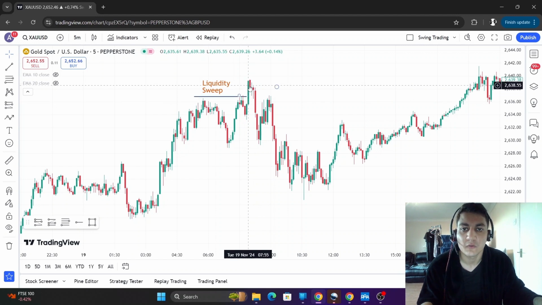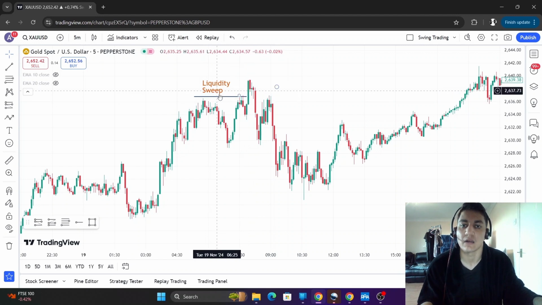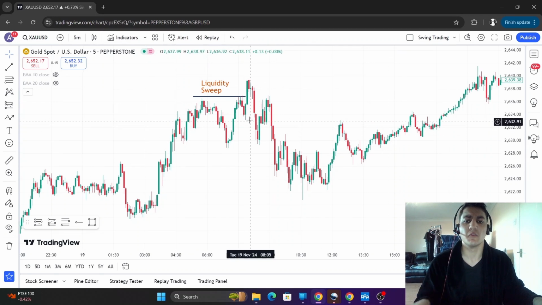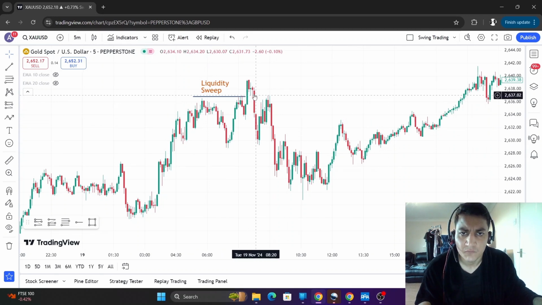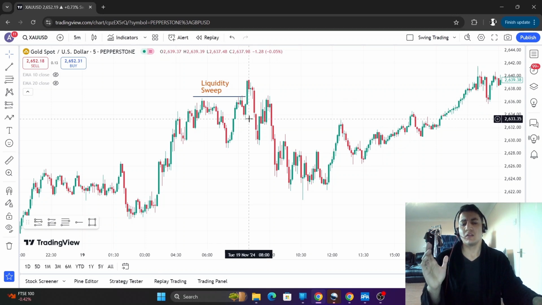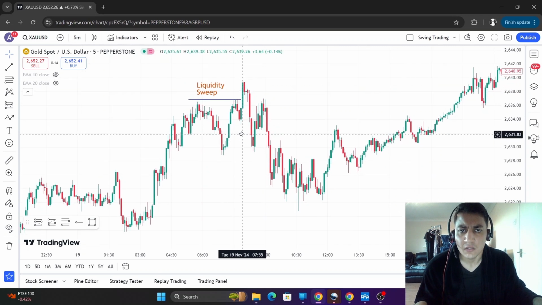The only reason price went up here was just to take out these relative equal highs for easy liquidity and then quickly reverse. We're not talking about it in this video, but if you're more eagle-eyed, you'll see this low here. Once these candles close below that low, that's a market structure shift. Now, I'm not a big believer in market structure. I think liquidity is way more important, but some people do look at that.